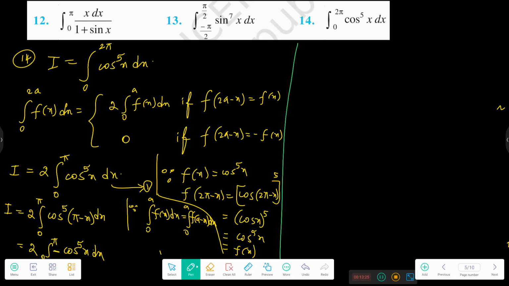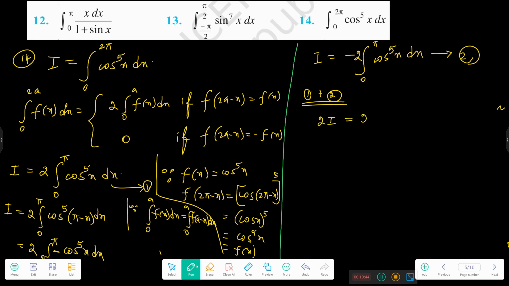I became I is equal to minus 2 times the integral from 0 to pi of cos^5 x dx. This is answer number 2. So 1 and 2, you add. When you add, I plus I, 2I, is equal to 2 times the integral from 0 to pi of cos^5 x minus cos^5 x overall dx. When you simplify, what am I getting? 0. 2 times I equal to 0, then I equal to 0. That's it. This is our required answer for the 14th one.